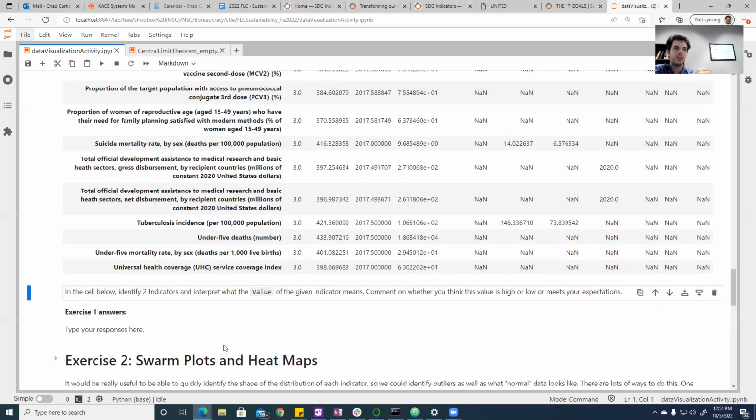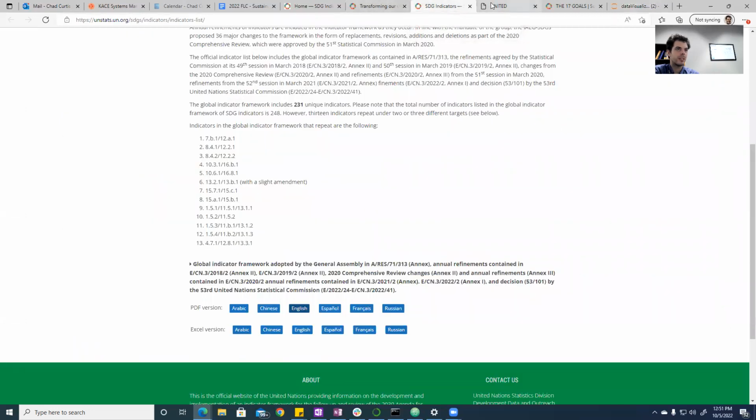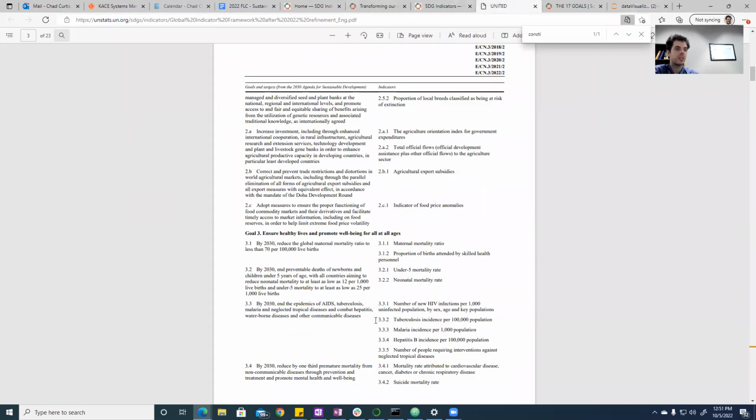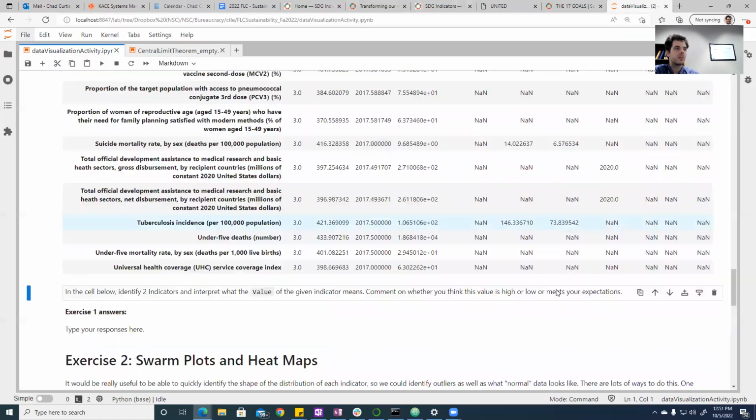One thing you could do is also reference the goal, right? There is a goal for each indicator. So you may like to take a look at that in comparison to the goals that were set. Okay.